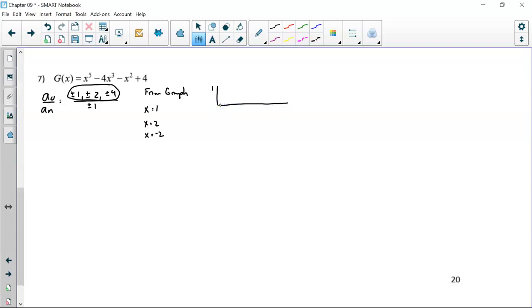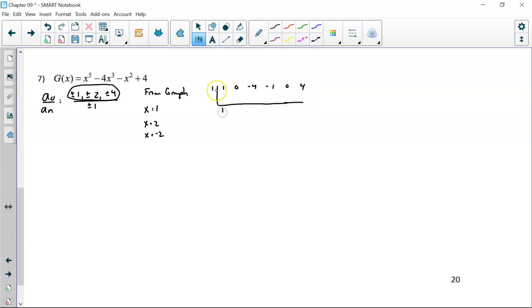Now, with your synthetic division, be careful. Our coefficient for x to the 5th is 1. There's no x to the 4th, so we need a 0. X cubed is a negative 4. X squared is a negative 1. X to the 1st, we need a 0. And our constant, we need the 4.